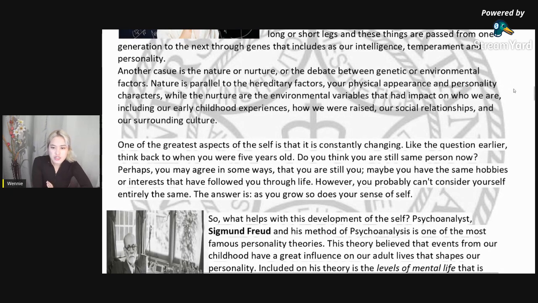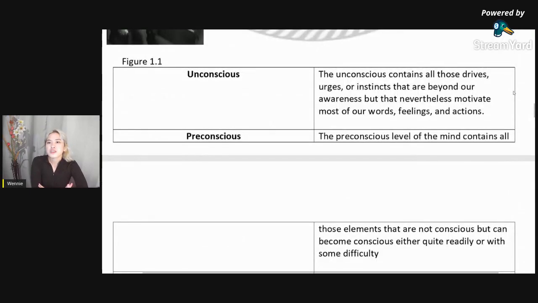So what helps with this development of the self? So psychoanalyst Sigmund Freud and his method of psychoanalysis is one of the most famous personality theories. This theory believed that events from our childhood have great influence on our adult lives that shape our personality. Included in this theory are the levels of mental life, which consist of the conscious, pre-conscious, and unconscious. So first, let's go to the conscious.